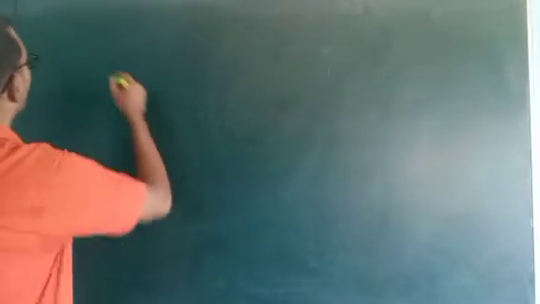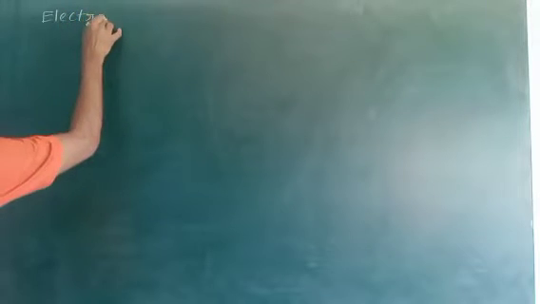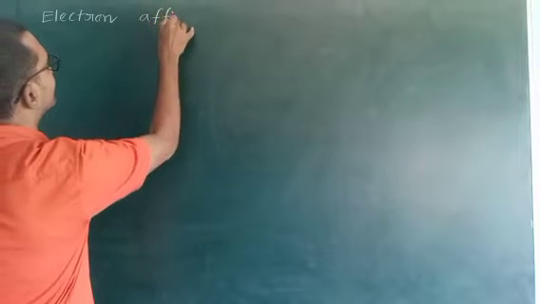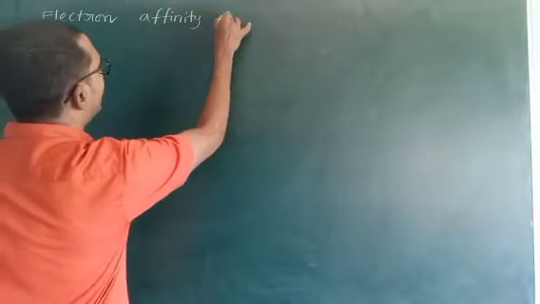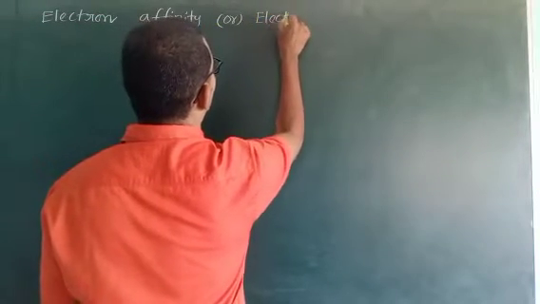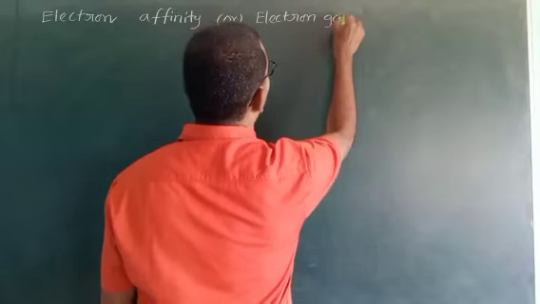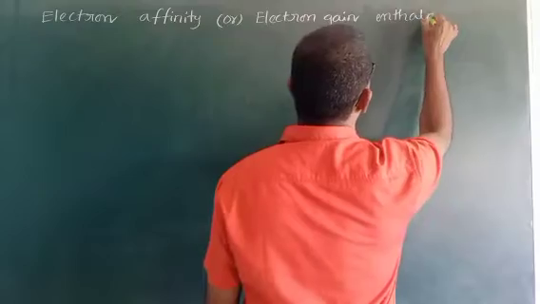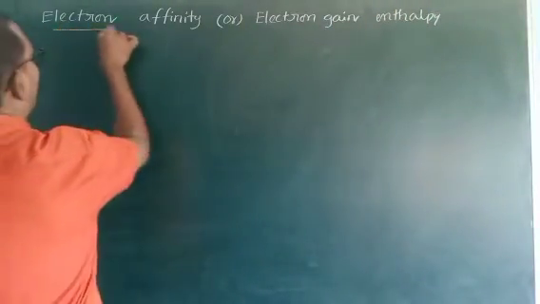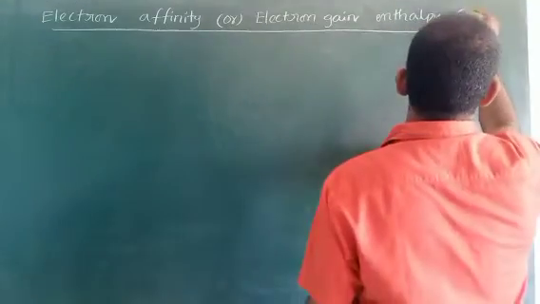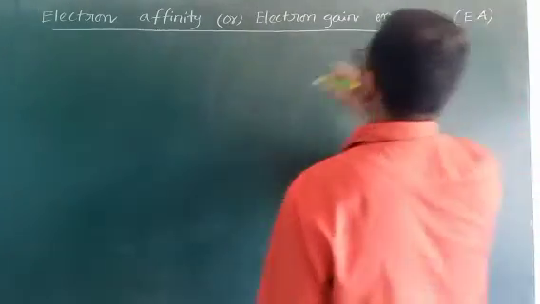Write the side heading, all of you. Electron affinity, or electron gain enthalpy. Simple shortcut is EA. Simply EA, electron affinity.